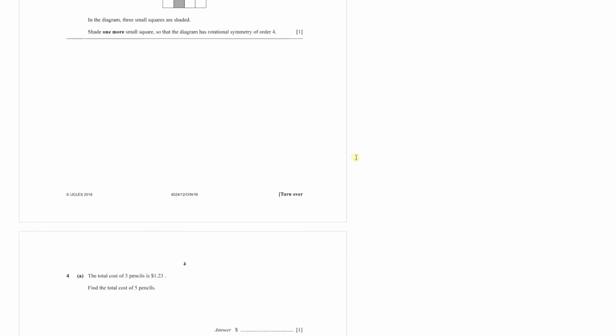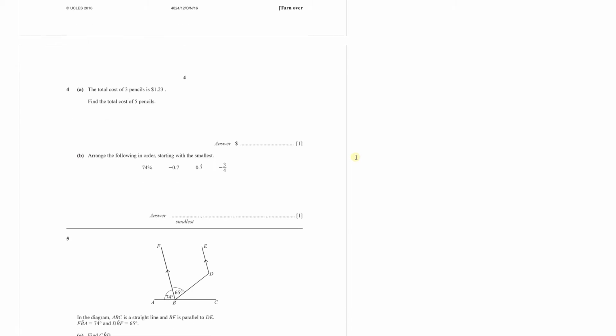So let's move on to the next question, question number 4 here. The total cost of 3 pencils is $1.23. Find the total cost of 5 pencils. So the cost of one pencil would be equal to 1.23 divided by 3, and then the cost of 5 pencils would be 1.23 divided by 3 times 5.